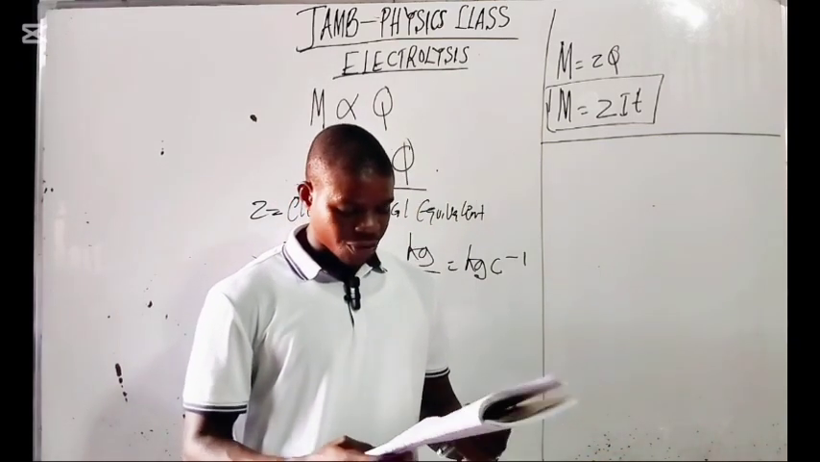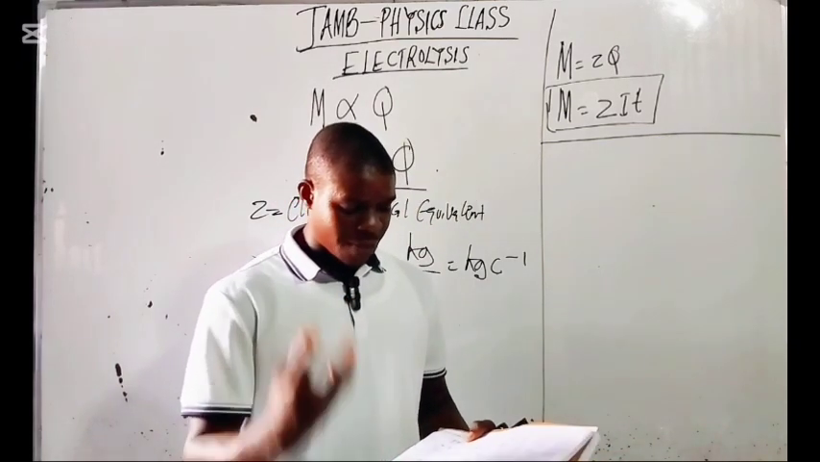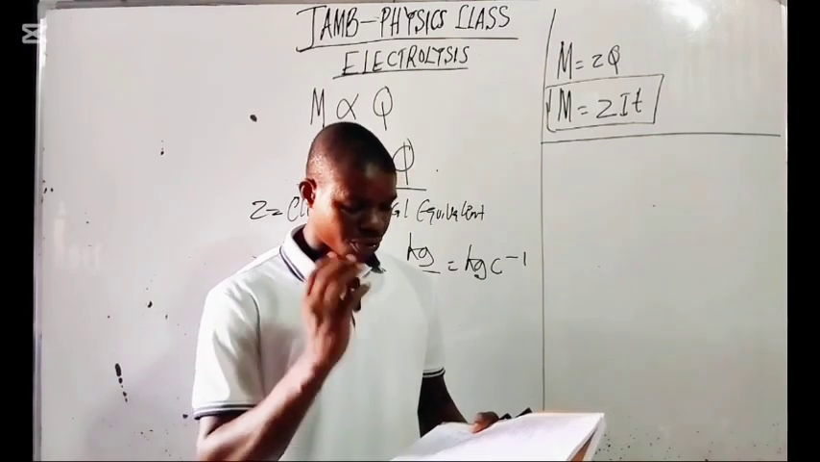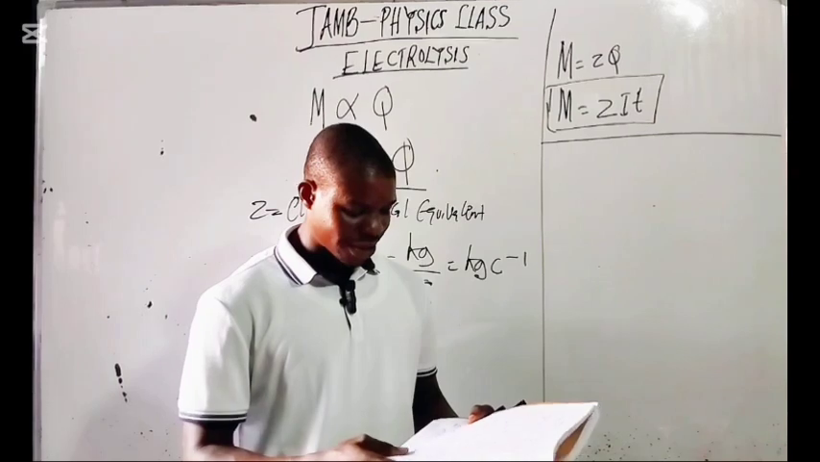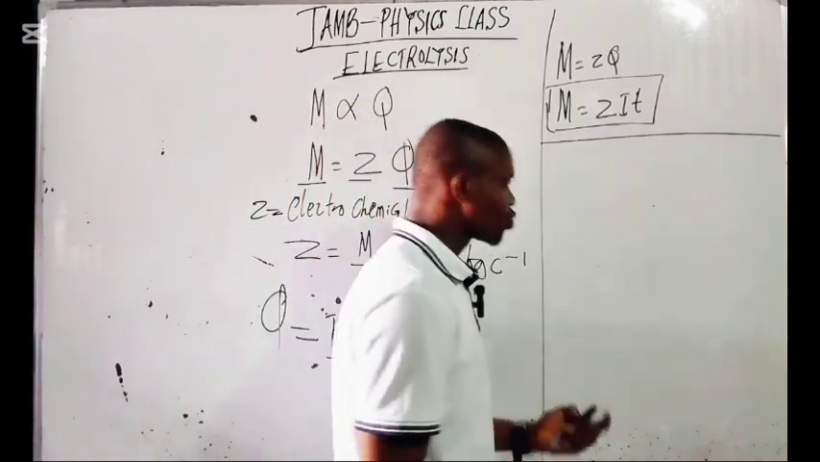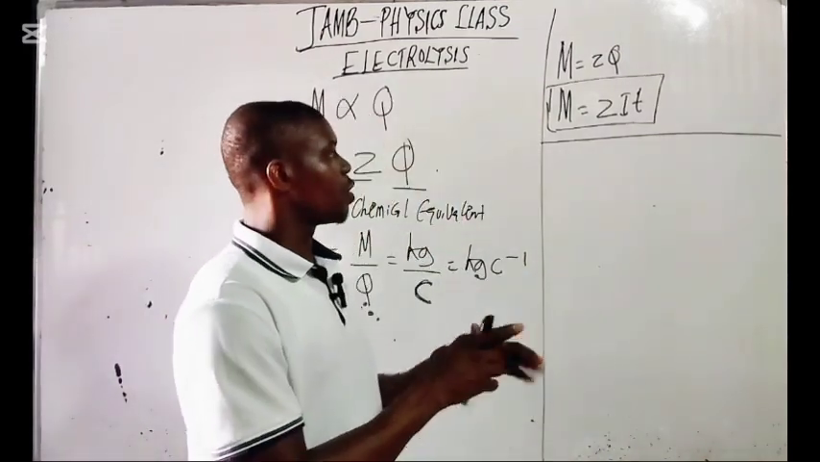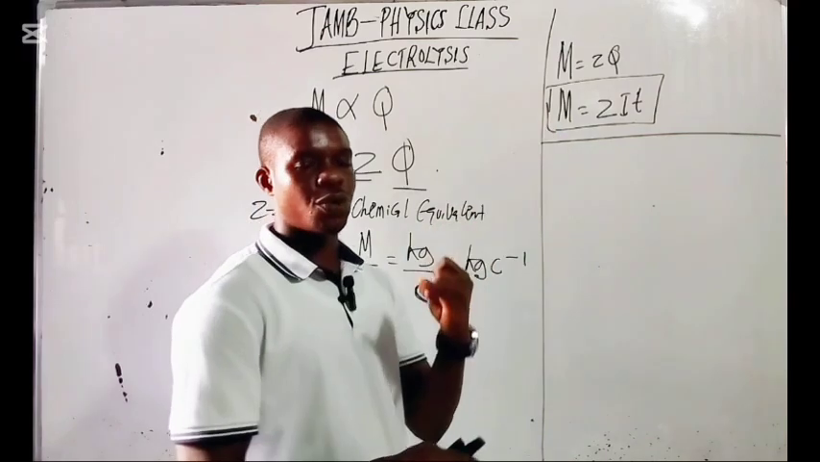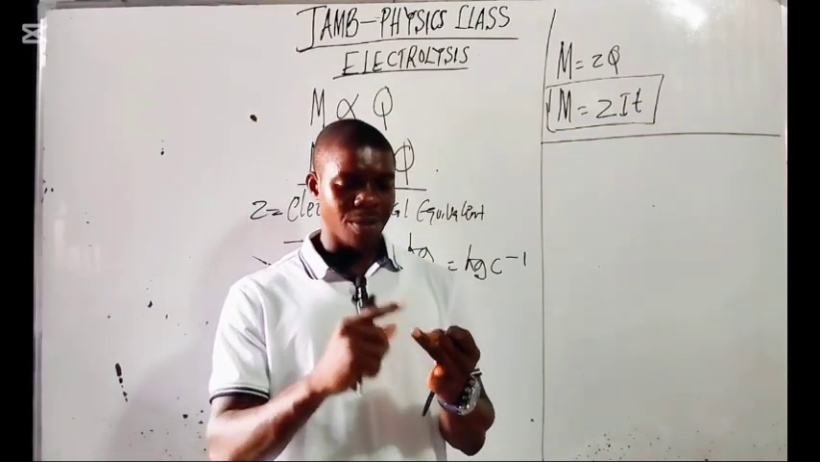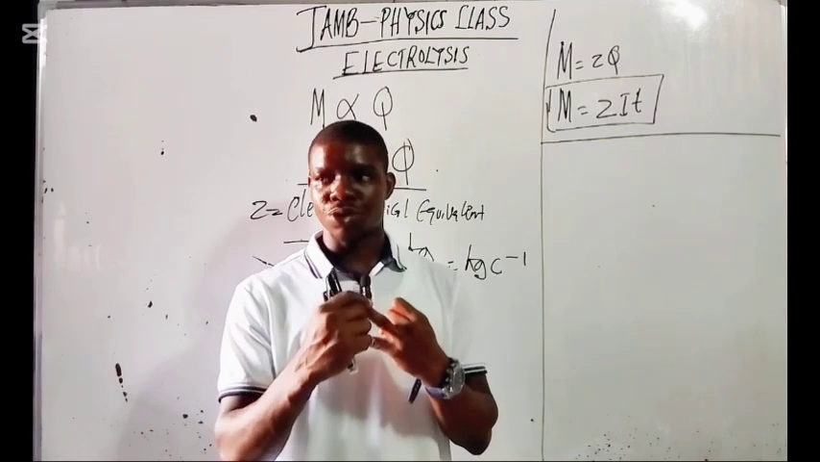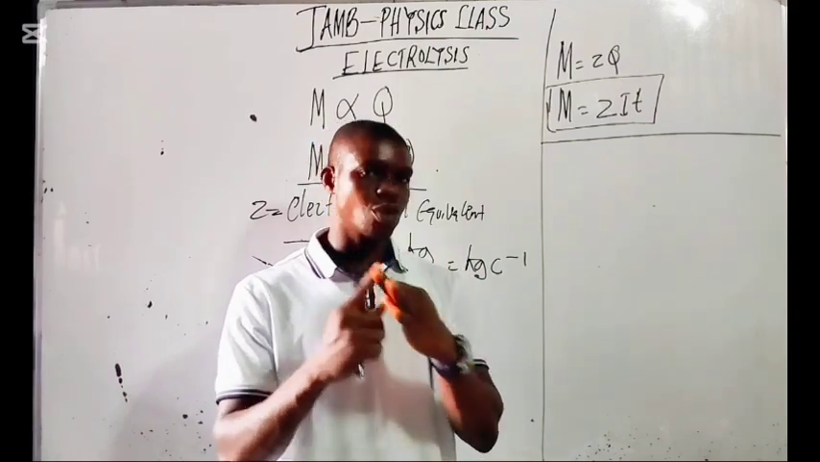Also, the mass of the substance deposited during electrolysis depends on the density of the substance, the area of the cathode, and the thickness of the substance deposited on the cathode. So when we talk about the mass deposited, it depends on the density of the substance, number one. Now the area of the cathode, number two, and the thickness of the substance.